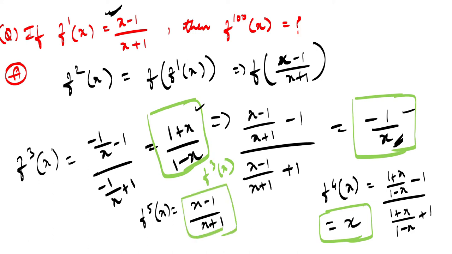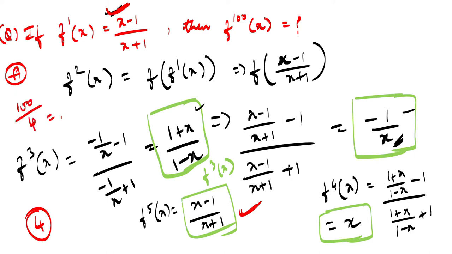This is f5 of x. Now if you observe, this is f1 of x and this is f5 of x, the values are same. So the cyclicity continues. It keeps on continuing. So this is the first value, this is the fifth value, so the cyclicity is 4. Cyclicity is 4. So just divide the power, which is 100.